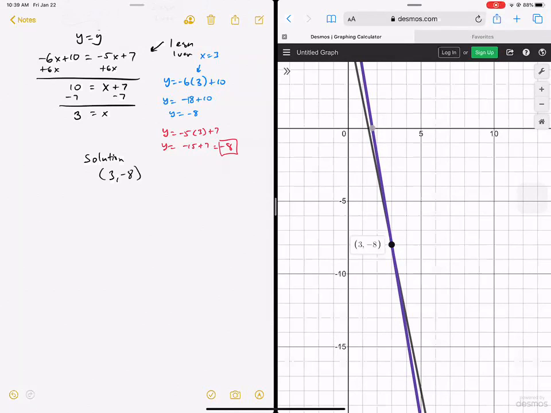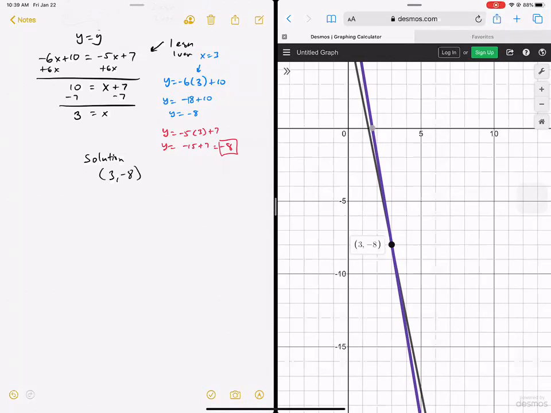So this actually would have been really hard to see if I had to graph this using a simple pen and paper. So when we have y is equal to equations, substitution is actually pretty darn easy. We can just plug one into the other, set them equal to each other, and then solve it, like we did in our first month of class.